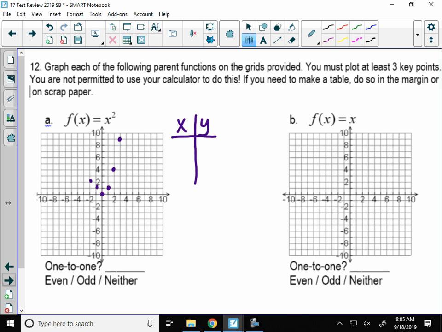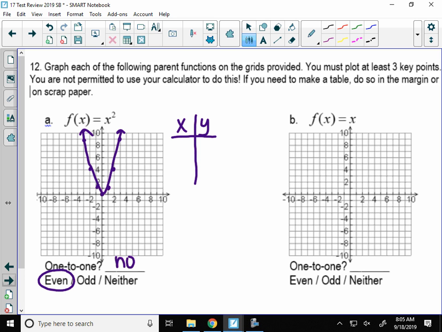And then that graph reflects over, I graphed that wrong, reflects over the y-axis. So there's your basic x squared, not as pointy as mine. Is that graph 1 to 1? No, but it is an even function. It reflects over the y-axis.